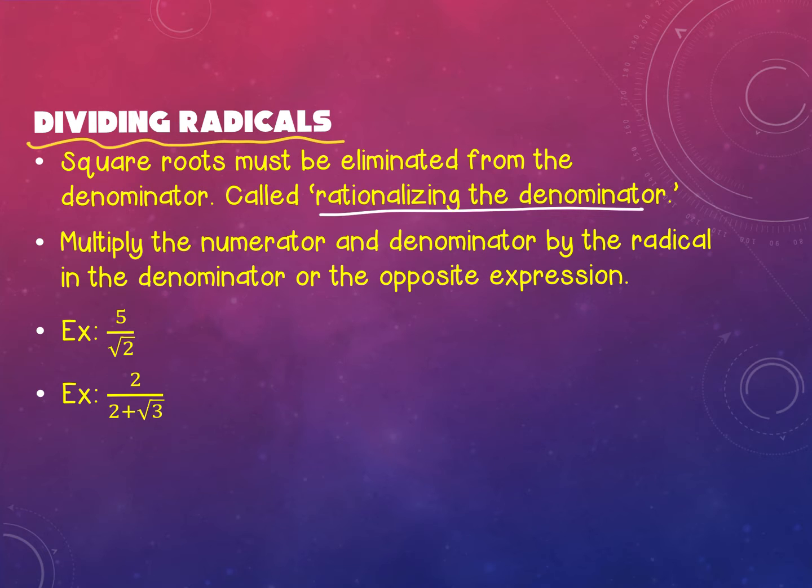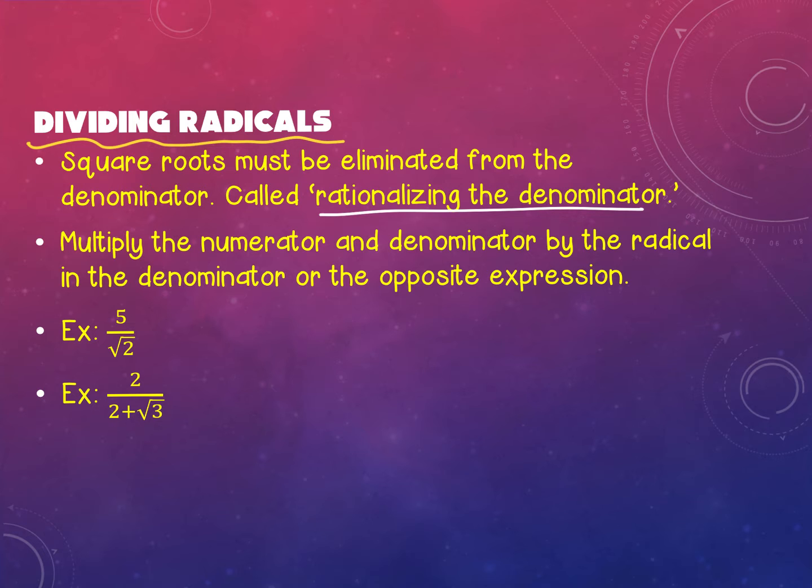So when you see something like this, we're going to multiply both the numerator and the denominator by the radical in the denominator, and it's going to cancel out from the bottom. It's okay to leave it in the top, but it's going to cancel out from the bottom. And then when we get to ones that have an expression in the bottom, so it says a plus or minus in between the terms, we're going to multiply by the opposite expression in both the numerator and the denominator.